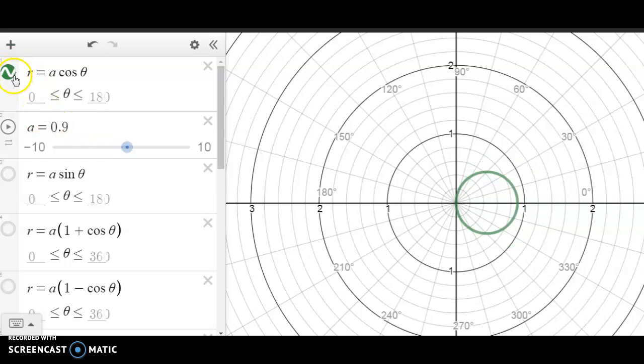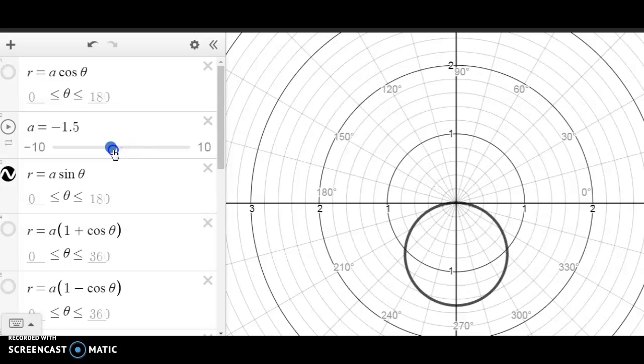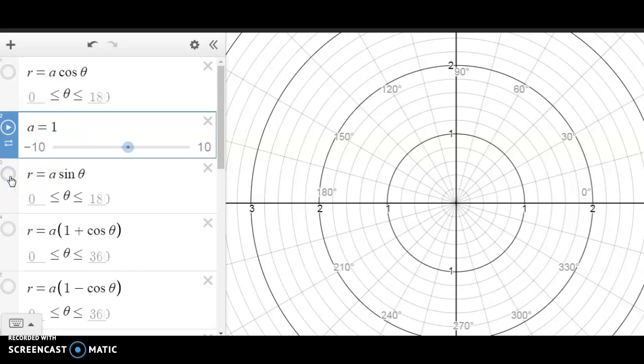That's close enough. So if cosine, the circle is kind of towards your x-axis, sine is the opposite. It's around the y-axis. So again, as a gets larger, notice that the circle is going to move upward. As your a gets negative, it's going to open up downward. And again, it always starts at that origin. So bring it back up to 1. Okay, so that's your circle, right?